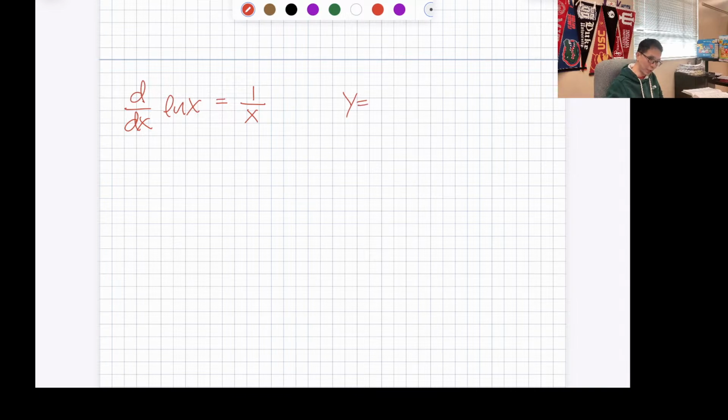y equals natural log of u. Derivative of natural log of u is u prime over u. Well, derivative of x is 1, right? So it's 1 over x. So derivative of natural log of u is u prime over u. So let's ask you, what is the derivative of natural log of 2x?